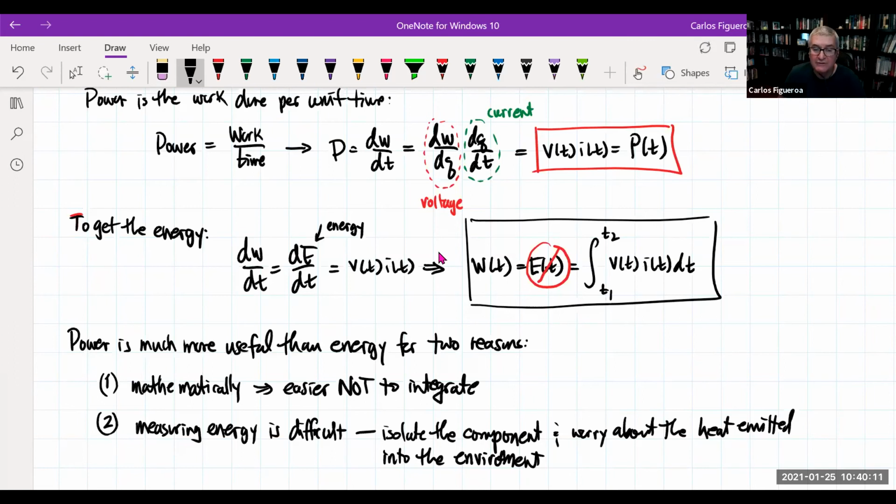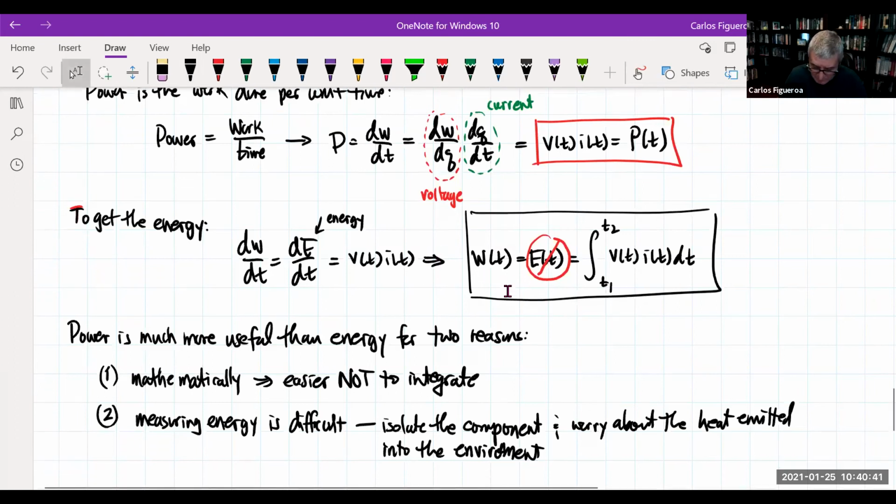If you're heating up a resistor, for example, or a capacitor or an inductor, you are generating heat. As a consequence, you would have to capture that heat to find out what conservation of energy is. But if you look at power, you don't have to do that. All you've got to do is measure the voltage and the current with the meter, and you've got it. So energy is not useful.